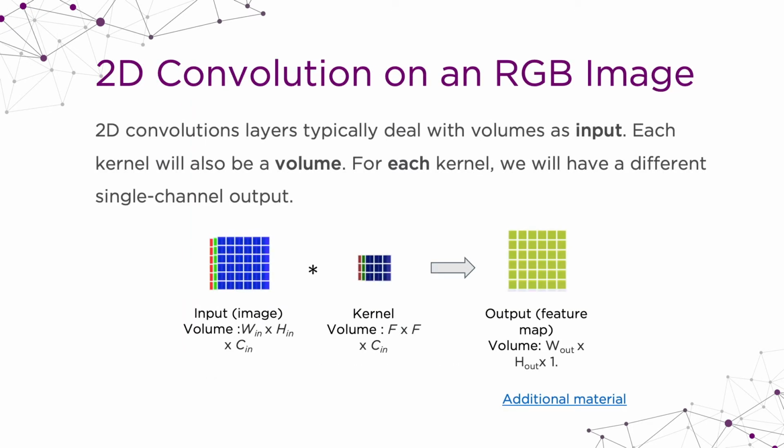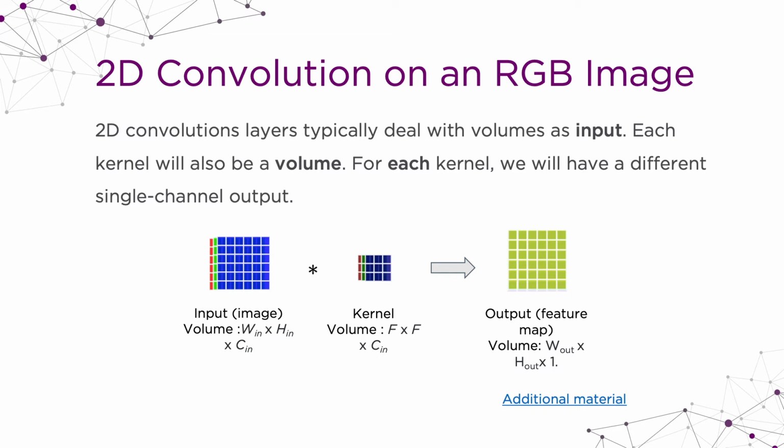Okay, so now that we've seen some image representations, let's look at how to do our 2D convolution on an RGB image. Because up until now, the convolution examples that we've seen were for a single channel, or a depth of 1. So what if we have multiple channels? Typically, when we do a 2D convolution, we usually deal with a volume as an input. What this means is that each kernel will also be a volume.